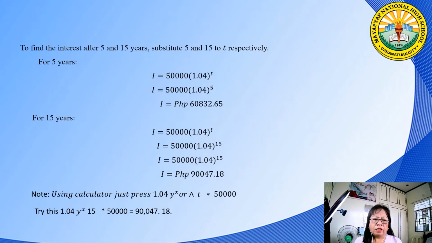90,047.18. So if you try to use the calculator to verify if your answer is correct, you just press 1.04, then you press the key y raised to x or the inverted V symbol in the calculator. Then the number of years multiplied by 50,000 pesos, then the equals sign. The answer is 90,047.18 pesos.